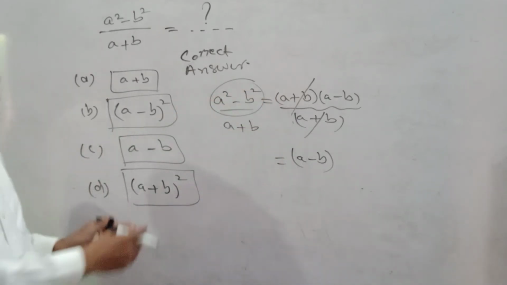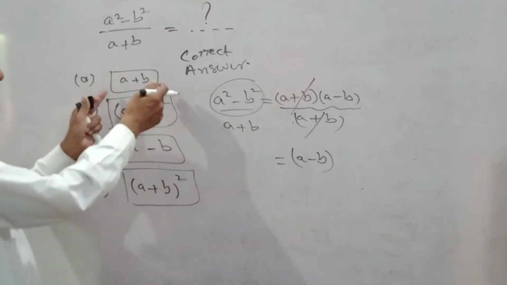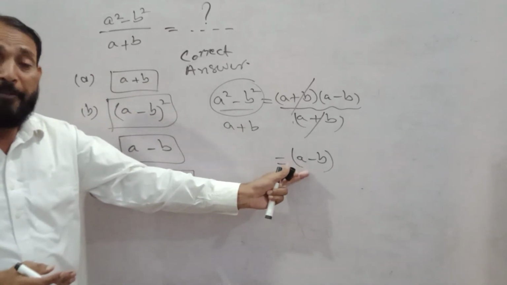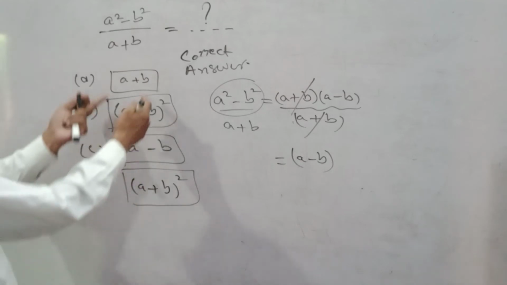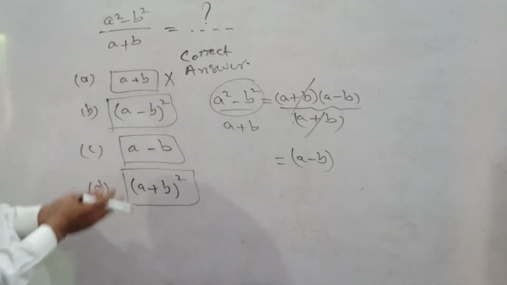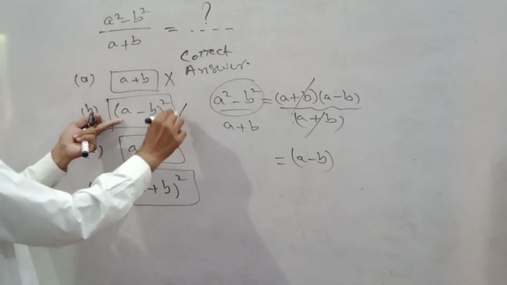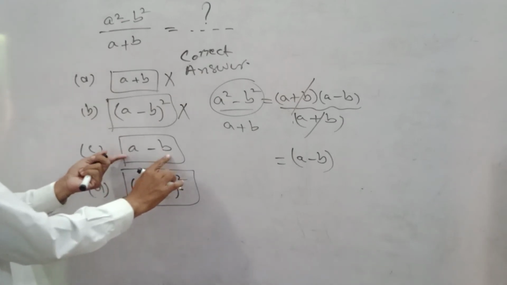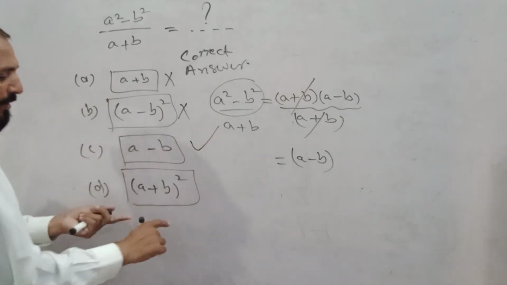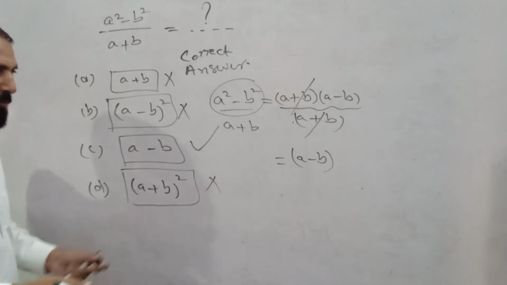So we have to choose. We have to see in these options which one is a negative b. So a plus b is wrong, a negative b whole square is also wrong, a negative b is the correct answer, and the remaining option is wrong.